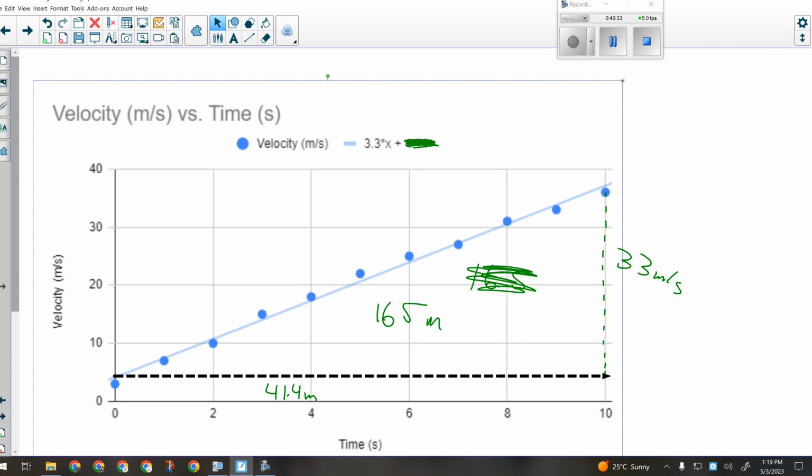Okay, so the total distance it would travel then would be those two numbers added together, so 206.4 meters. Okay, these are the kinds of things you're going to be asked to do with a velocity versus time graph. Now, it's basically just geometry, okay? It's like grade 8 geometry. We calculate the area of a triangle, area of a rectangle, and do these y equals mx plus b calculations.